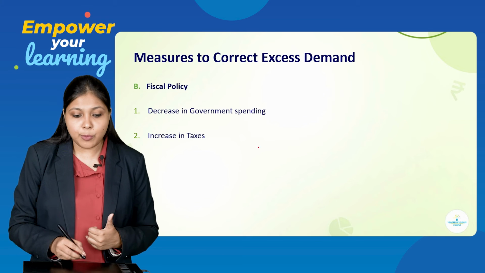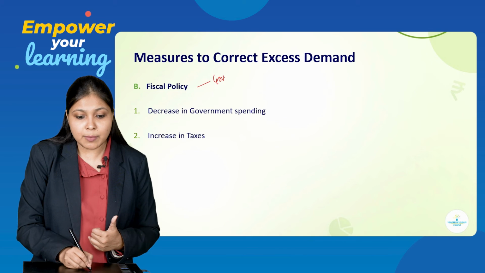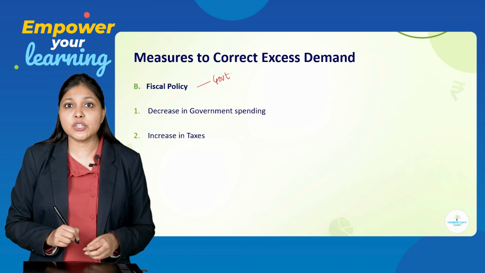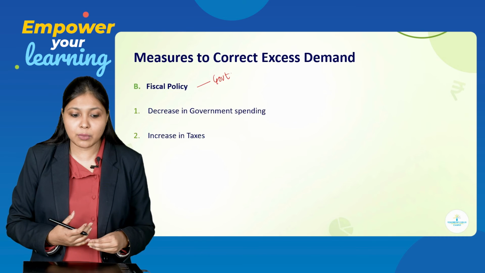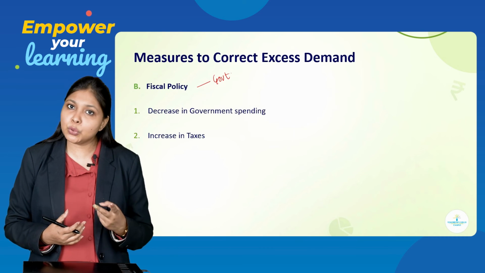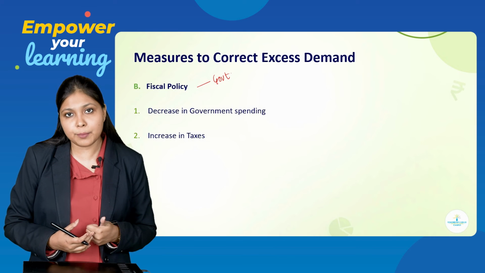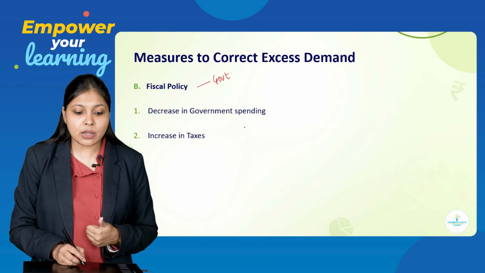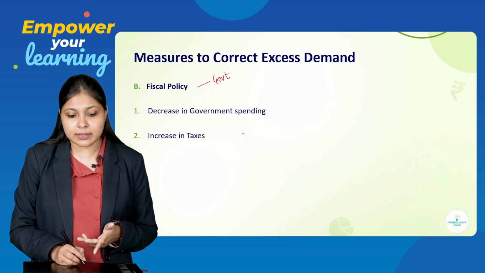Then comes the fiscal policy. Fiscal policy is given by government. These are the measures which are given by government. So government can give only two measures. First, decrease in government spending, or increase in taxes.